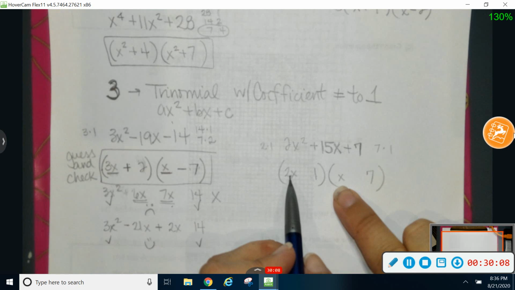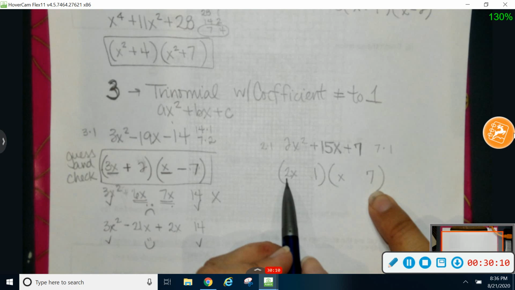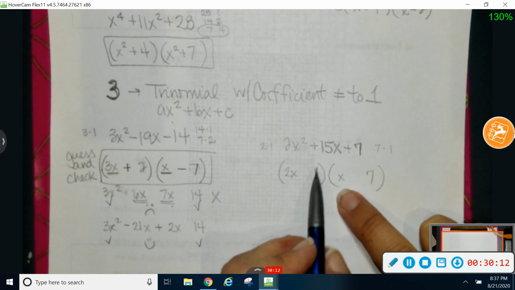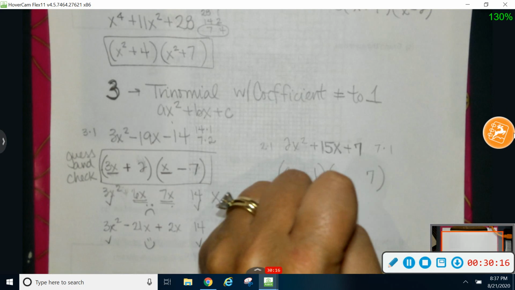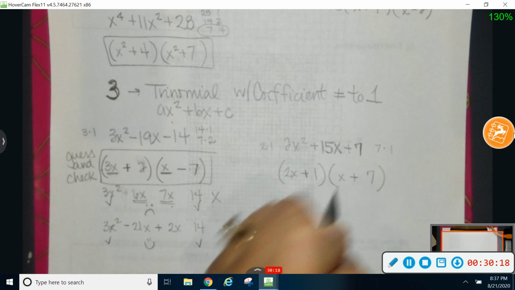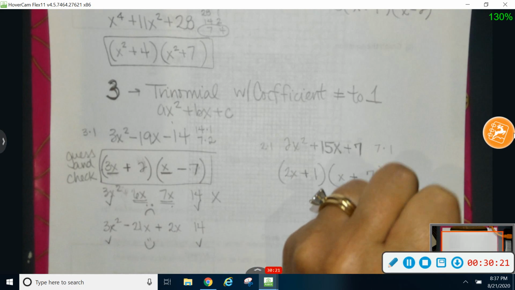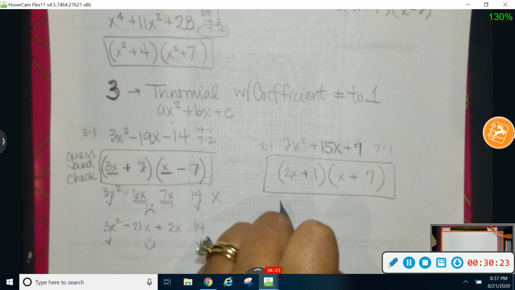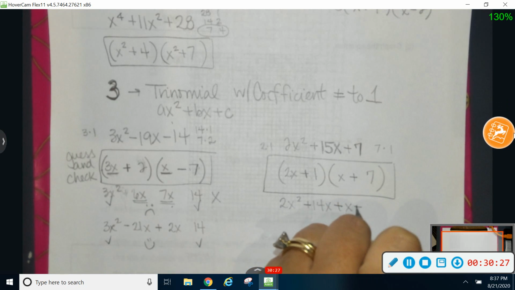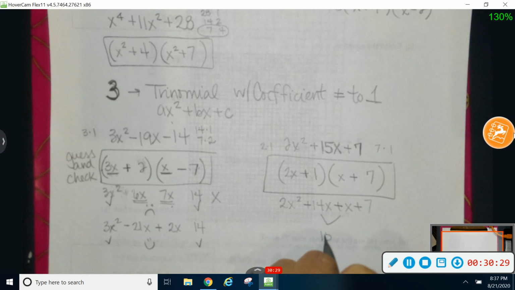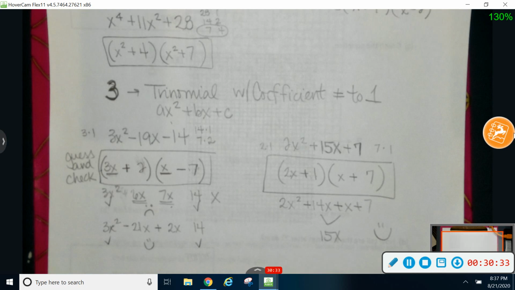Now I get that 2x squared, yay. 14x on the outside, 1x on the inside. Yes, that will take me to 15x. And last I have 7. Everything's positive because I need 14 and 1 to add to 15. And I had my factors. I can FOIL this back. First, outside, inside, last. This combines to be that 15x, and I know I leave that problem with the correct factors.